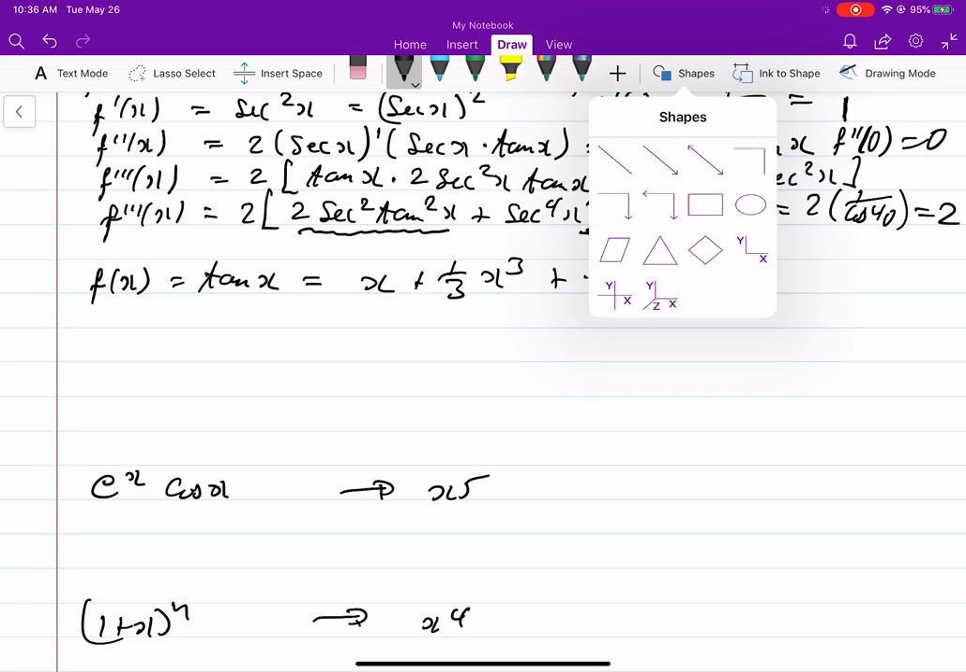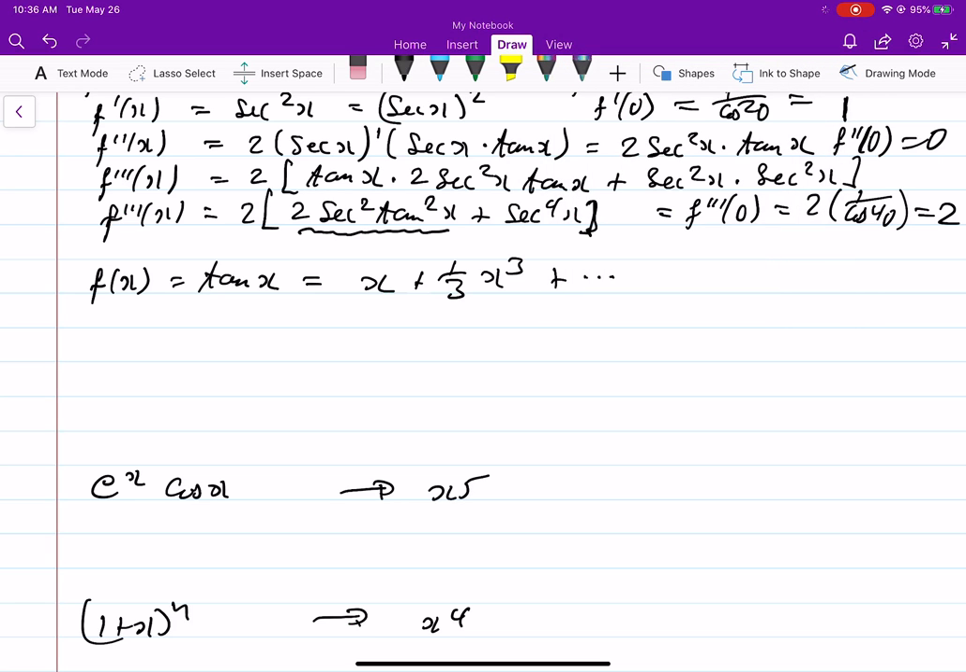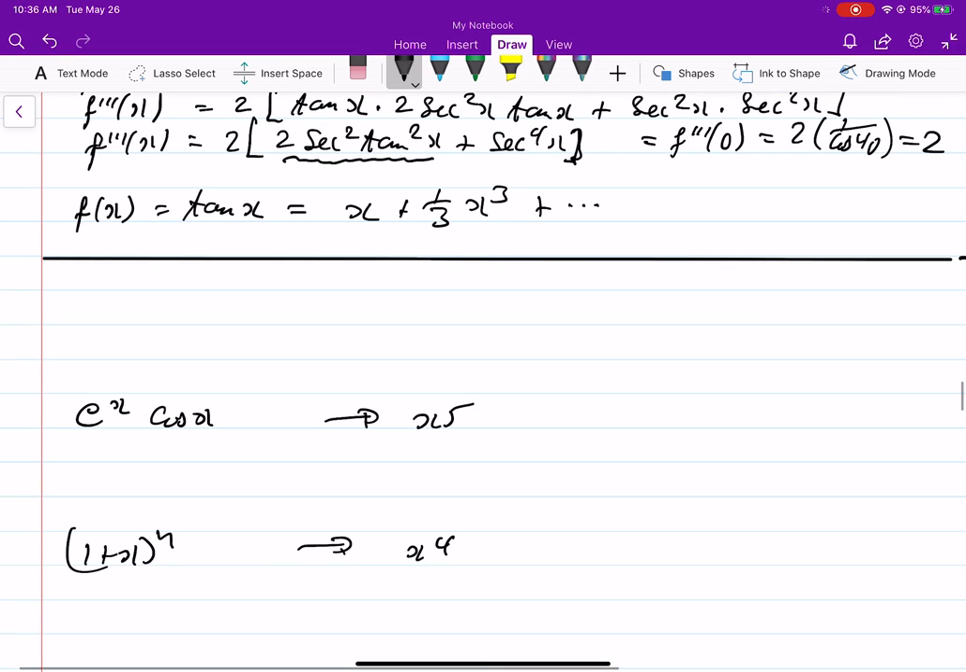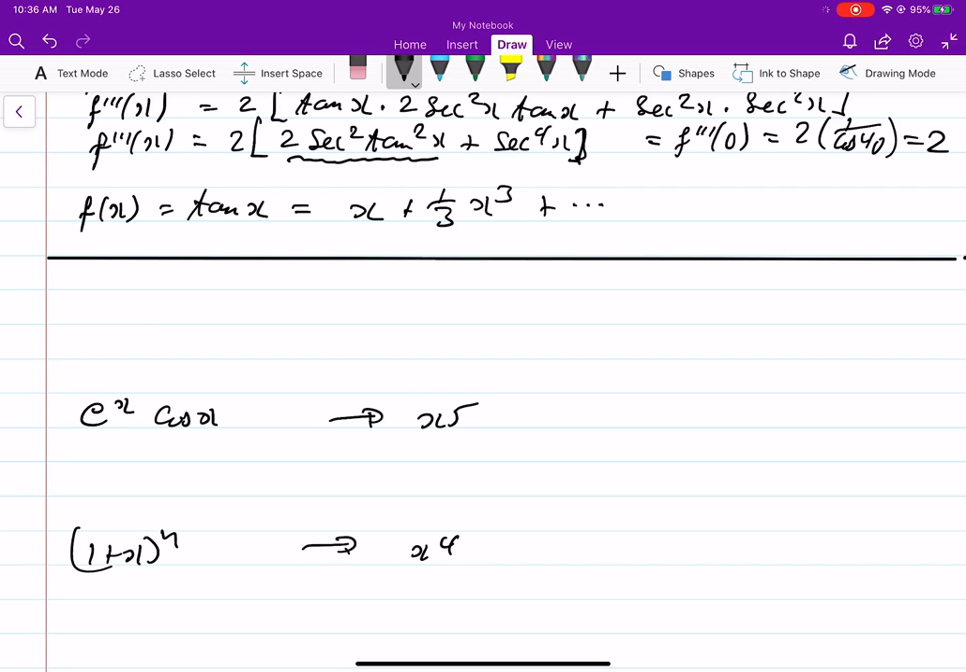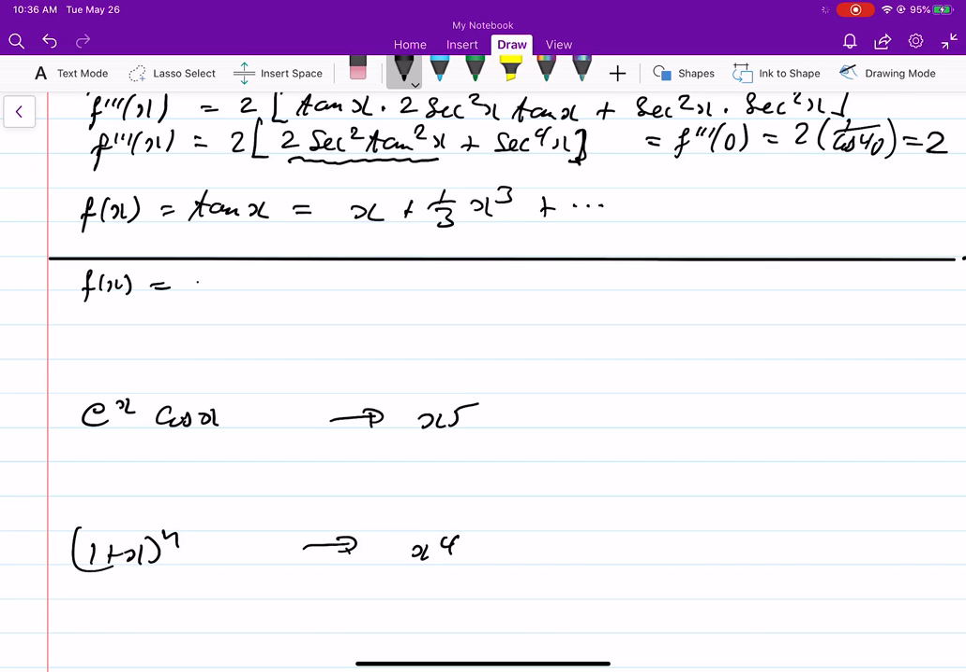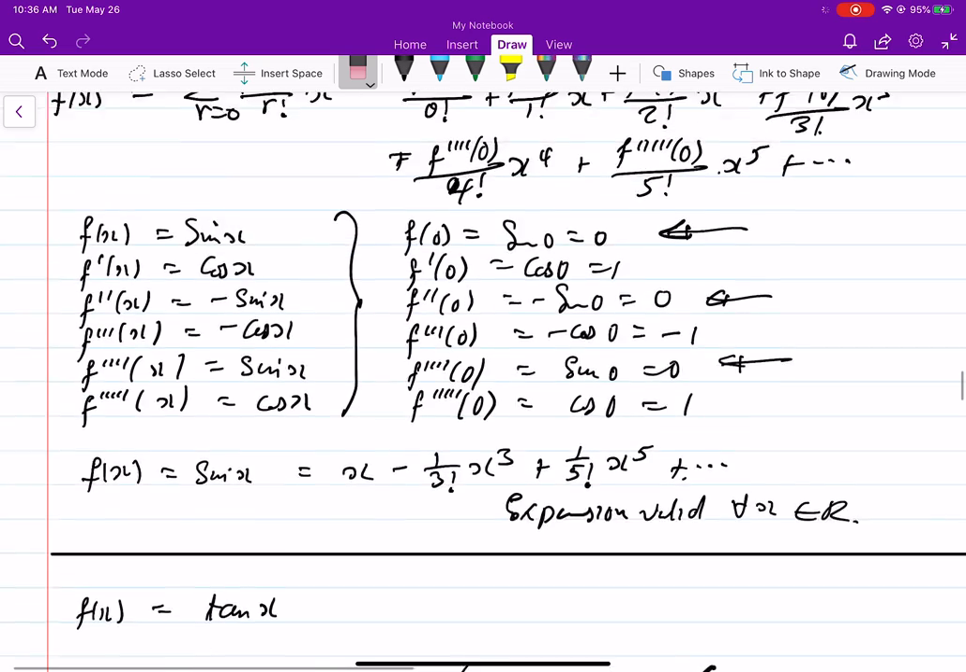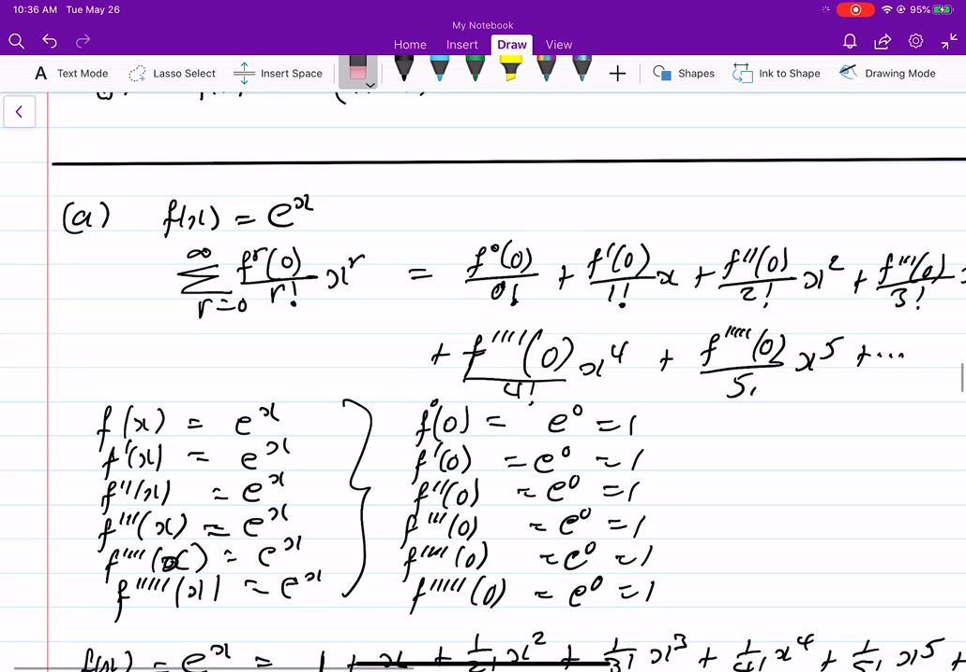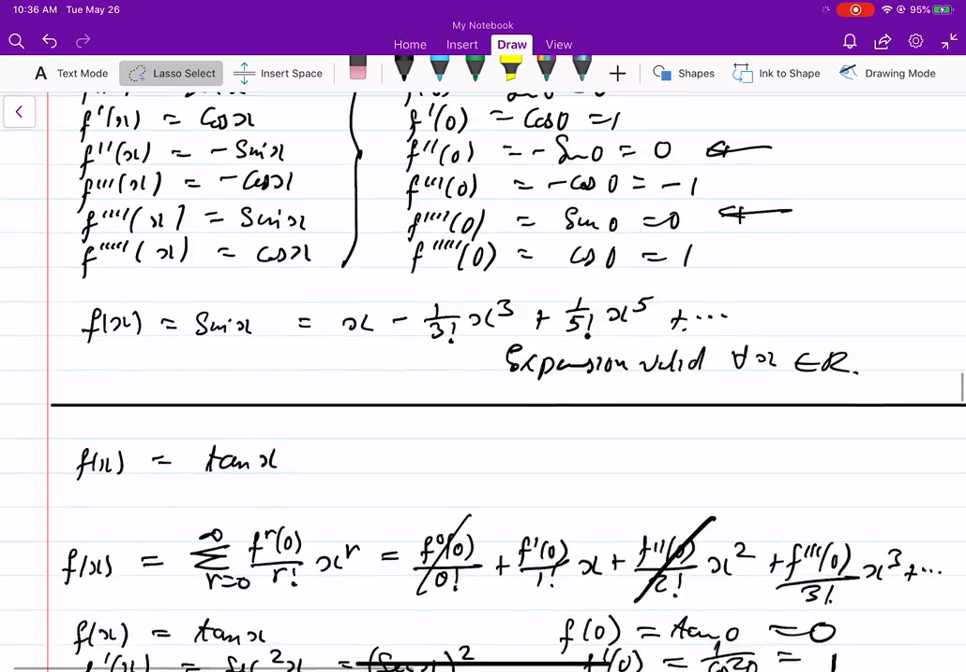Okay, let's move on to the next one. f of x is equal to e to the x times cos x. That's a lot of differentiation there, man. Lots of product rule involved. All right, up to x to the 5th. So I'll simply copy this whole thing. Copy and paste. Who wants to write that every time? Not me.